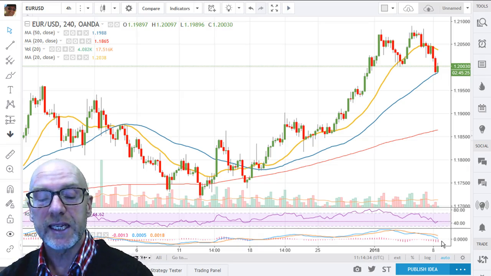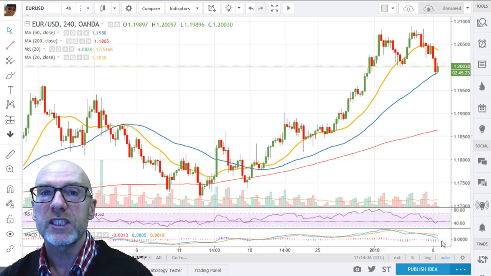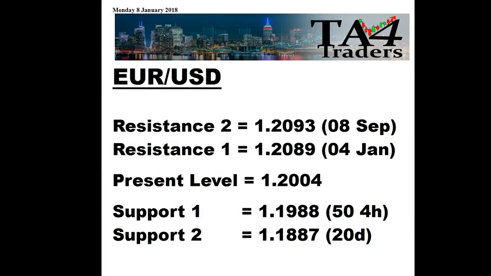Looking at the support and resistance levels, we've got resistance from the 4th of Jan, 120.89, then at 120.93 from the high of 8th of September, with supports. As we've seen, we're finding support from the 50 of the 4-hour, 119.88, and then the second support is from the 20-day, 118.87.